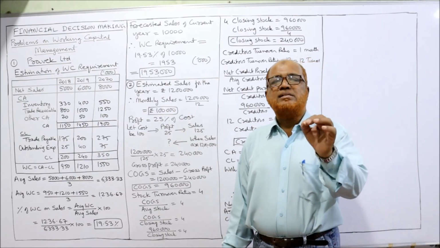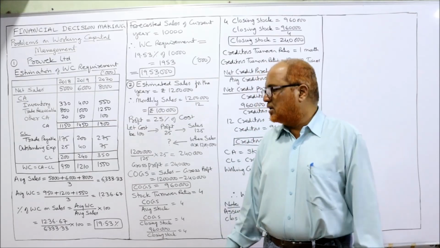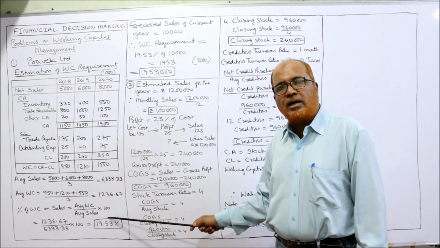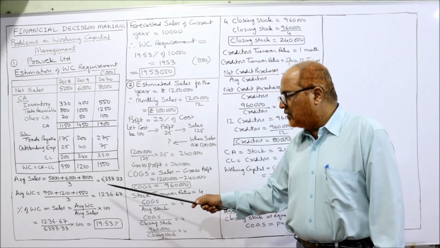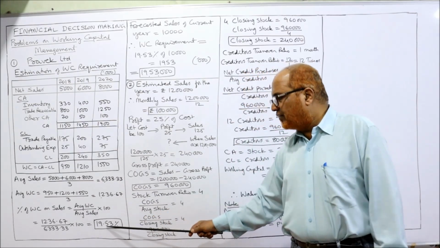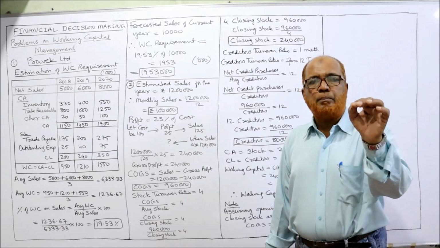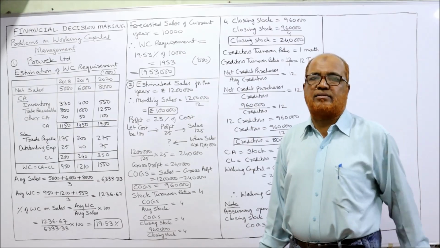Now we calculate the percentage of working capital over sales. The formula is average working capital divided by average sales into 100. So 1,236.67 divided by 633.33 into 100. You will get 19.53%. This is the percentage of working capital on sales.